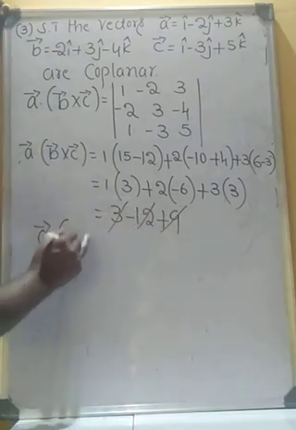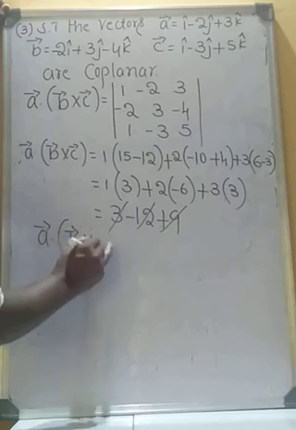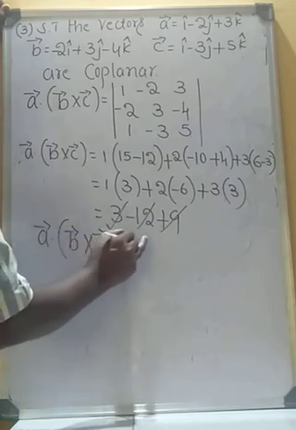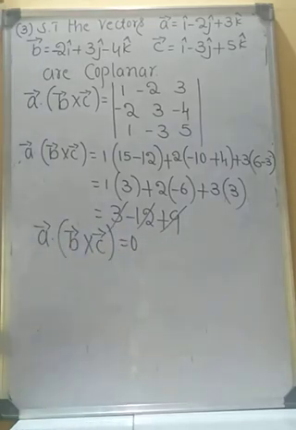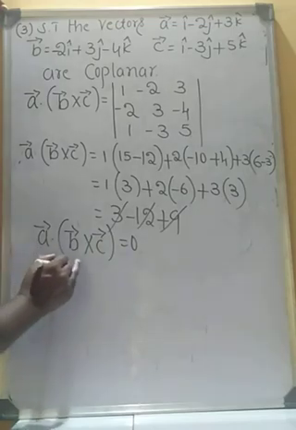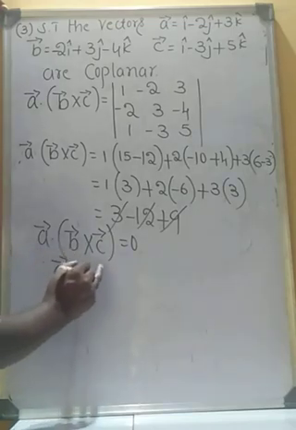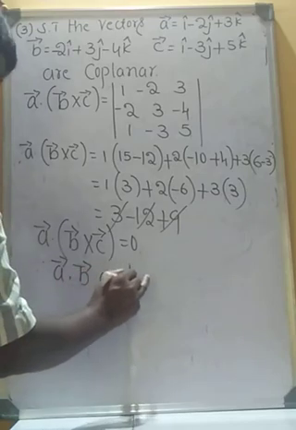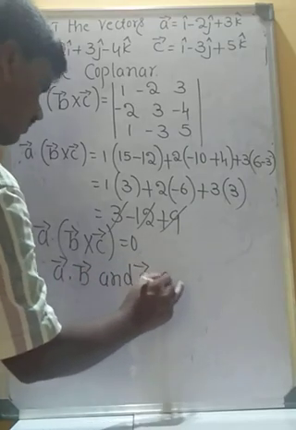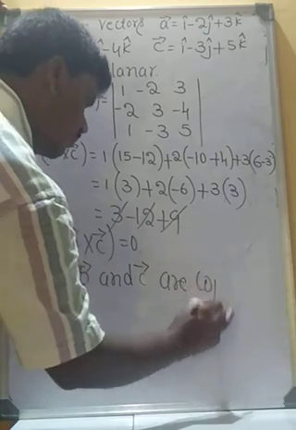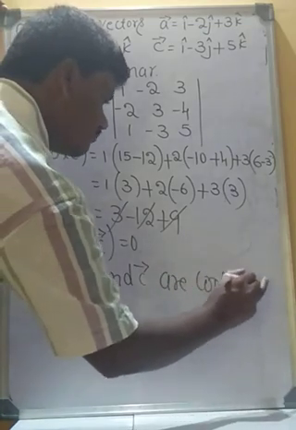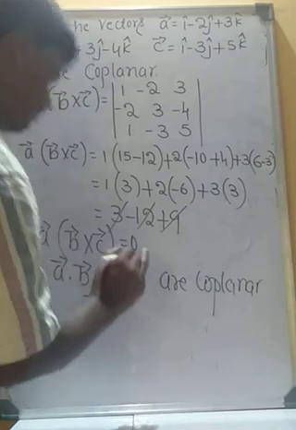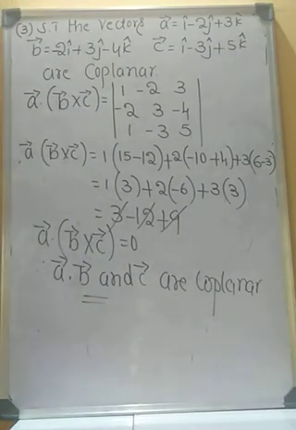Therefore A dot B cross C is equal to 0. Therefore the given three vectors, A, B and C are coplanar vectors.